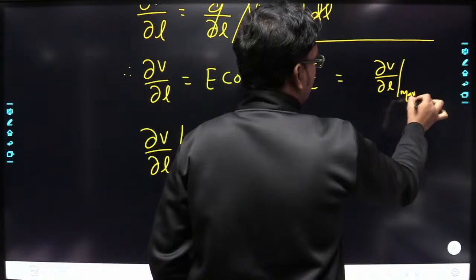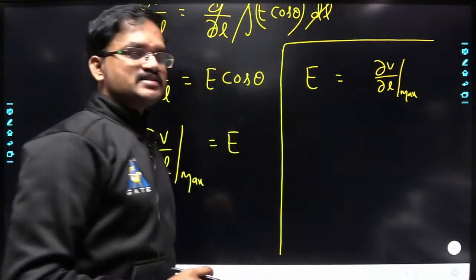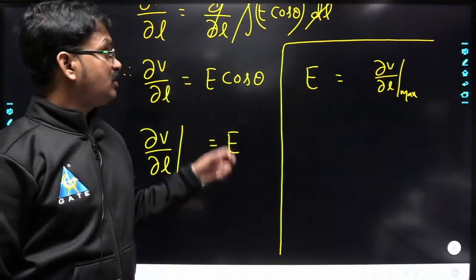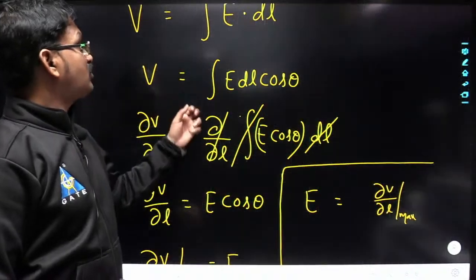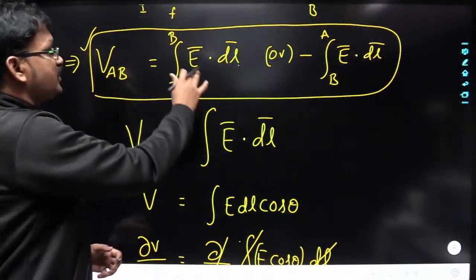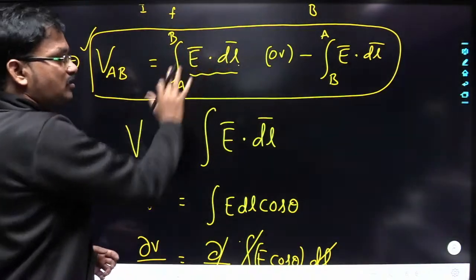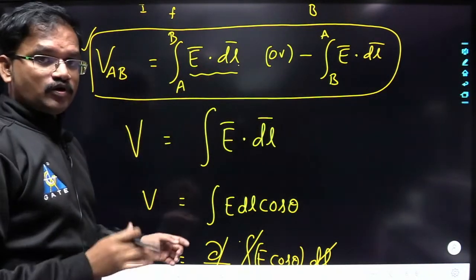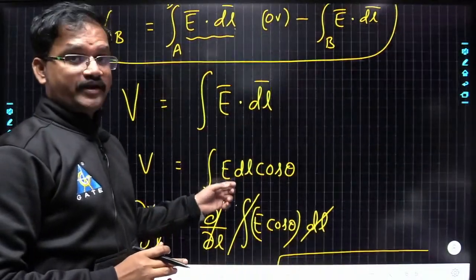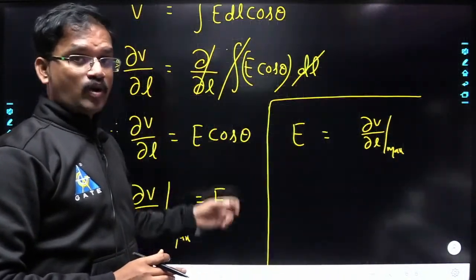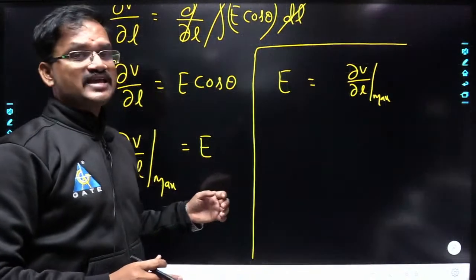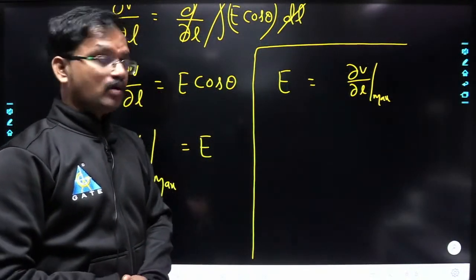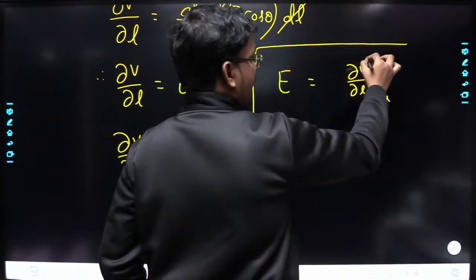Now here, is potential a scalar quantity or a vector quantity? Potential is a resultant of what? It is the resultant of a dot product. Resultant of a dot product means potential must be a scalar quantity. Or I can say potential is a scalar field.